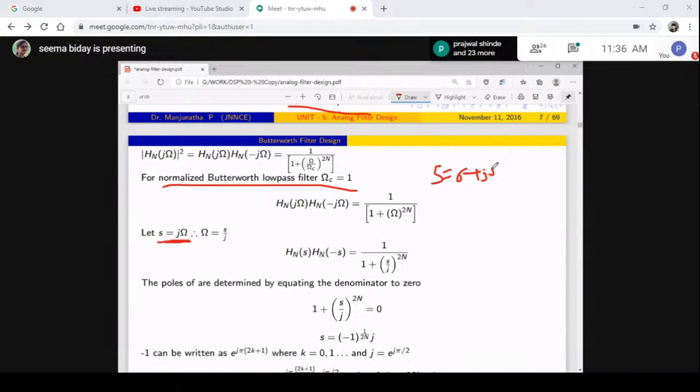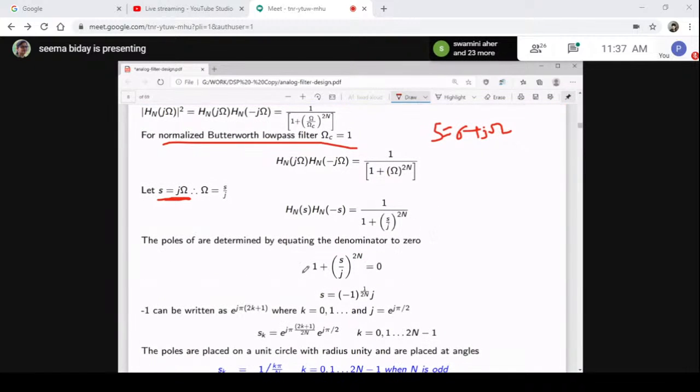I hope everyone knows. You must know. So Laplace transform S is equal to sigma plus j omega. Suppose sigma is 0, which is attenuation. So S is equal to j omega. Is this okay? So now omega equal to S by j. Is it okay? Same thing we are writing here. Put S is equal to j omega or omega equal to S by j. Right? So now you will get this equation like this. Is it okay?